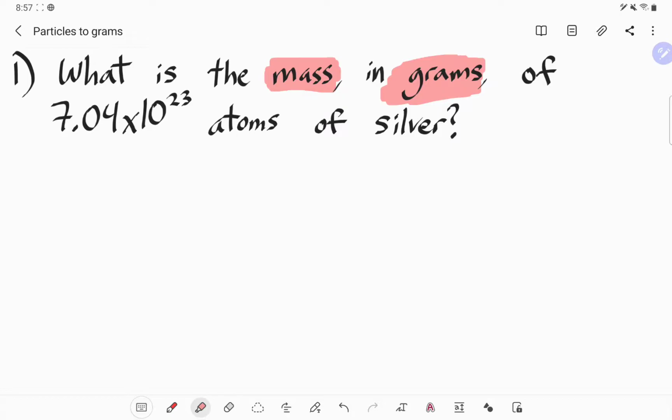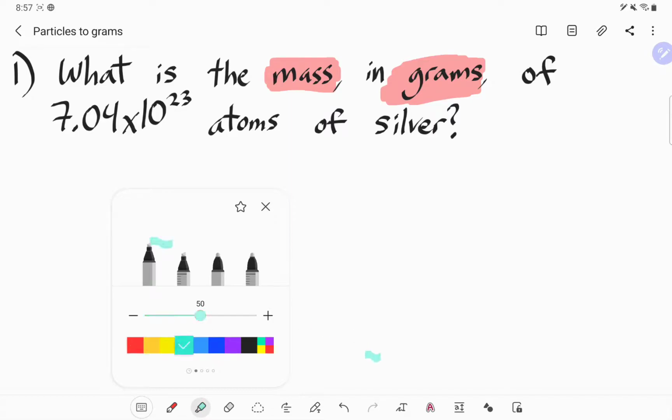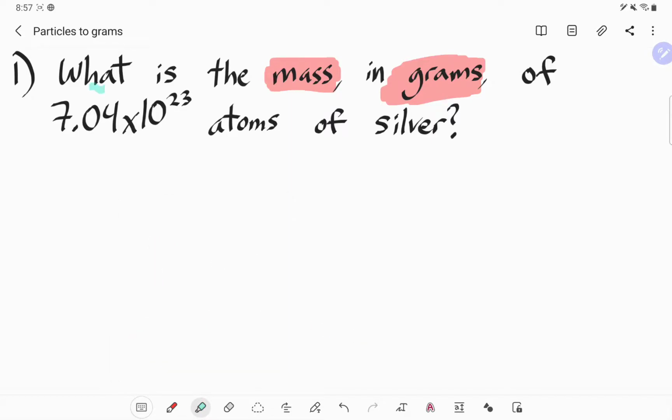So what is the mass in grams of 7.04 times 10 to the 23rd atoms of silver? All right, so let's look at what we're given now. We are given that we have 7.04 times 10 to the 23rd atoms of silver. So all of this needs to be taken into account.